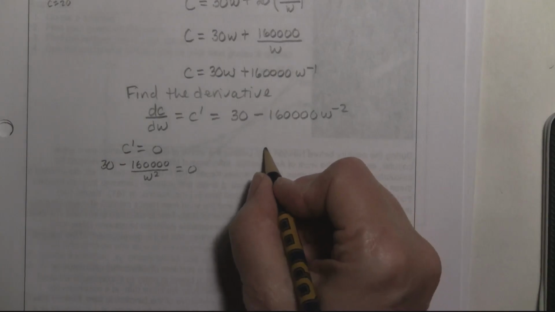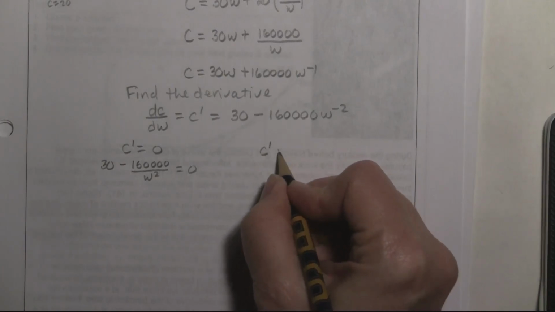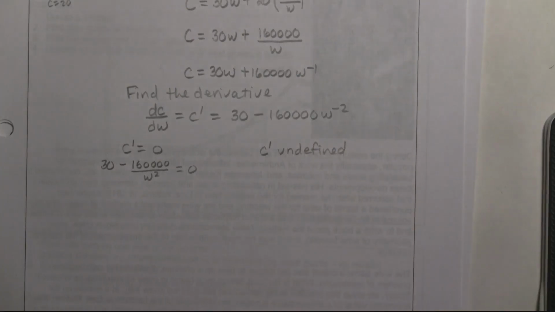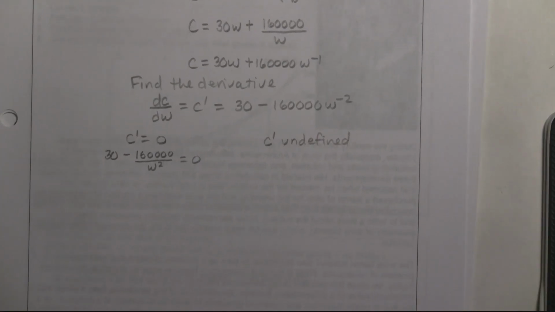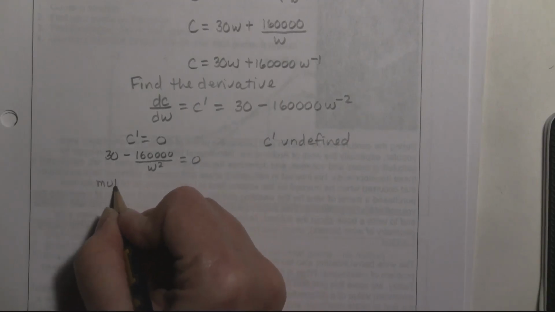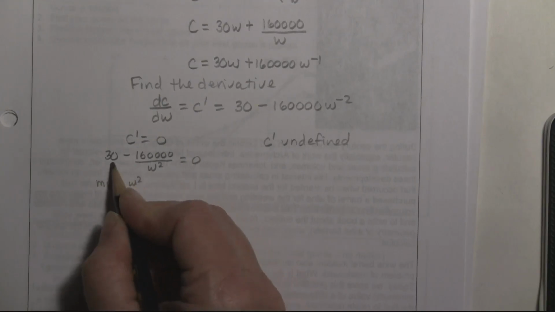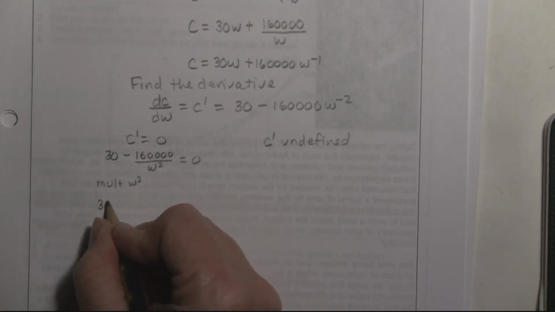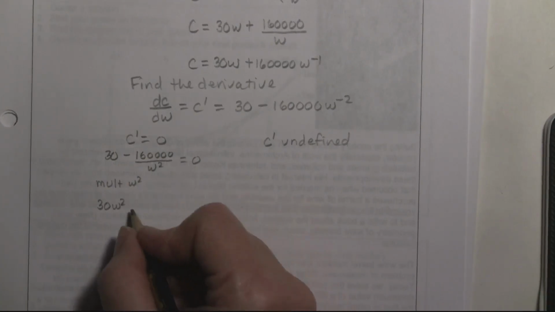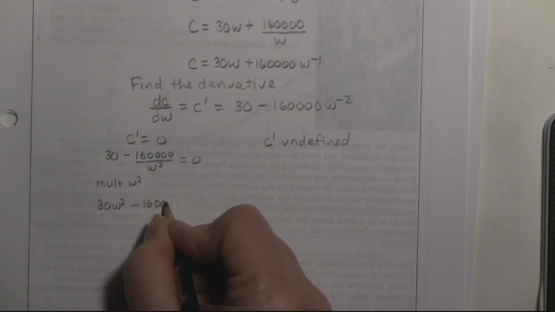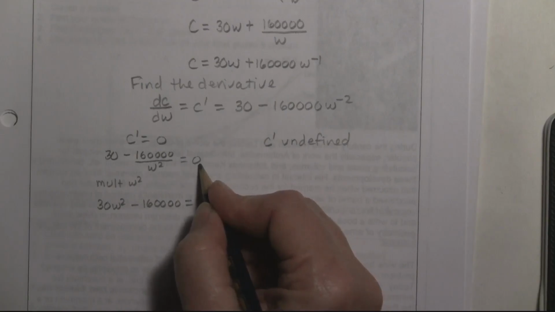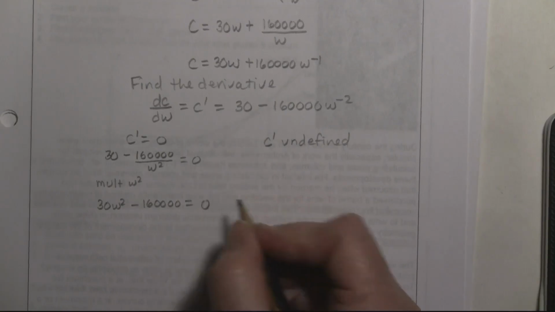And don't forget that we want to know when this is undefined as well. So I'll just write that over there so I don't forget. So I'm going to multiply everything by W squared. So this is going to be 30W squared. When I multiply this by W squared, the W squares cancel out. So minus 16 with 4 zeros equals, and then 0 times W squared, right, is 0.